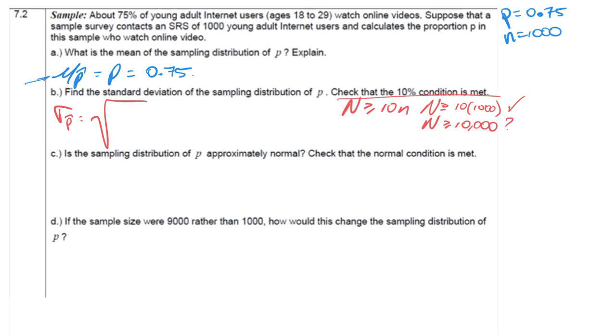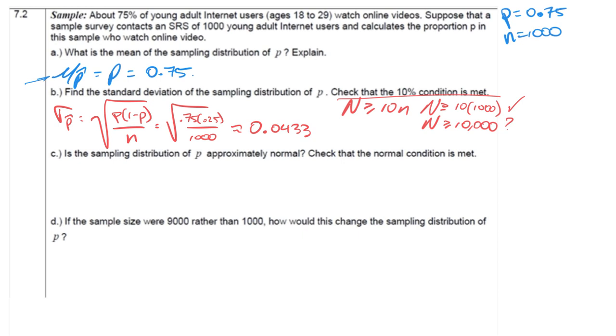We use our formula, the square root of p times 1 minus p over n. So that's the square root of 0.75 times 0.25 over 1,000. And this, with some rounding, is 0.0433. So we found the standard deviation of our sampling distribution.